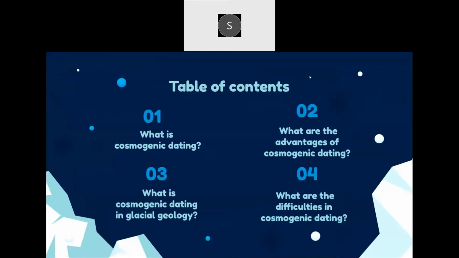Today we are going to discuss what is cosmogenic dating, what are the advantages of cosmogenic dating, what is cosmogenic dating in glacial geology, and what are the difficulties in cosmogenic dating.